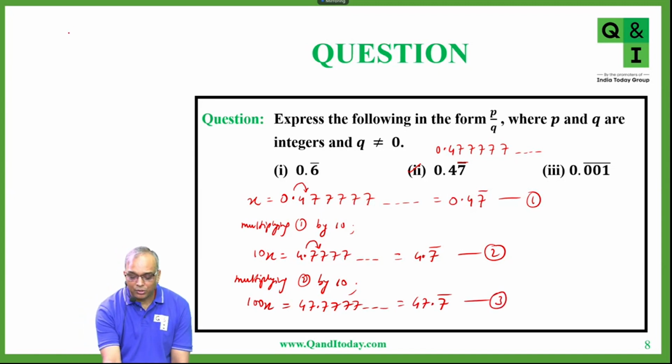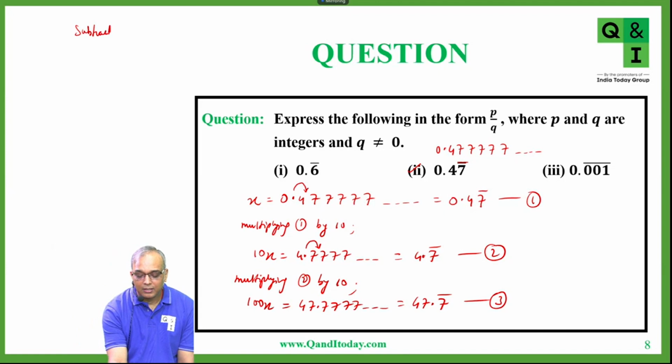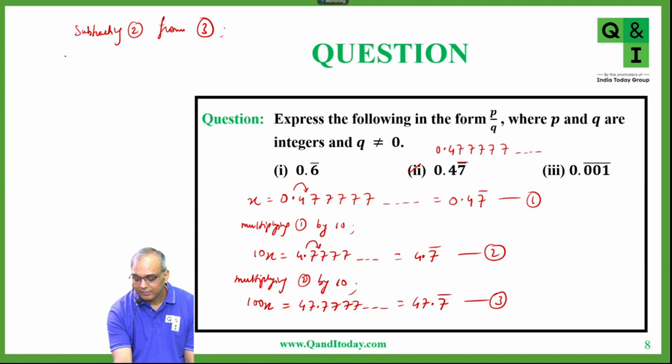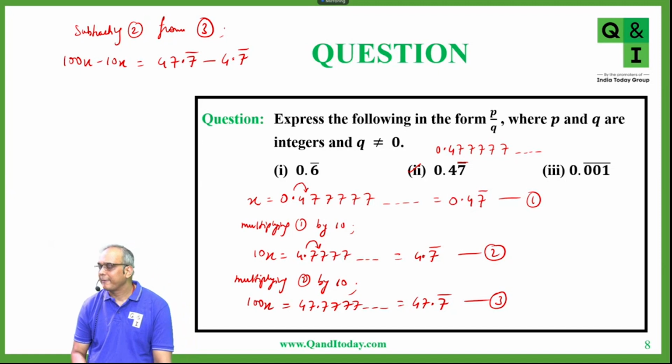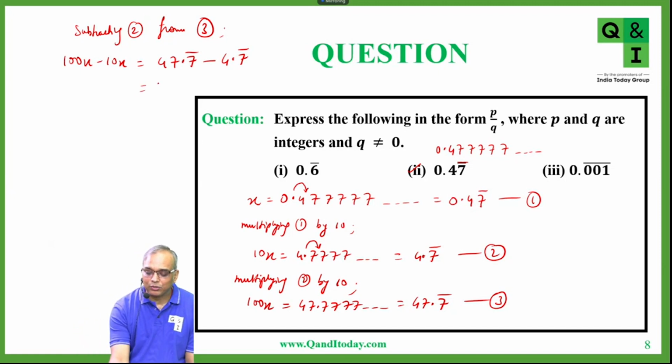Now what we are going to do is subtract 2 from 3. We will get 100x minus 10x, 47.7 bar minus 4.7 bar. So 47 minus 4 is 43. The 0.7 bar gets cancelled and this is 90x. So x is equal to 43 divided by 90.